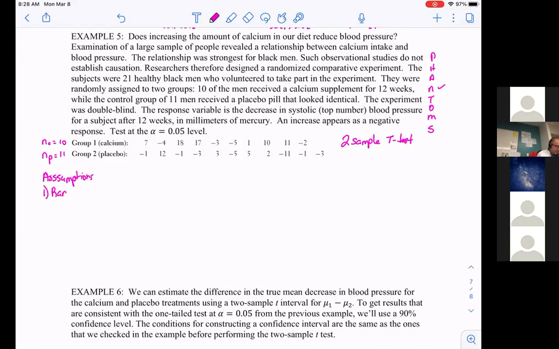And here again, we have to be careful. This is not necessarily a random sample or random selection. This is a random assignment. Okay, so do make sure we notice that. Of black men to calcium and placebo groups.